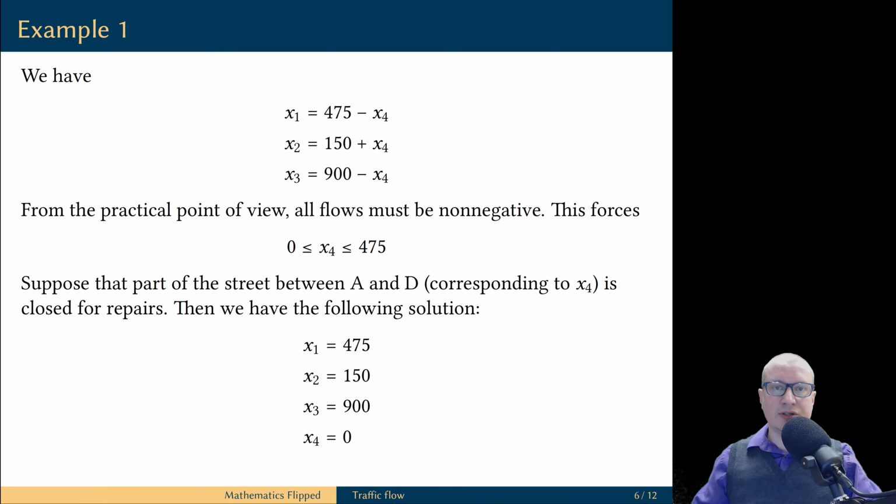Now, let's assume that part of one street is closed for repair. Let's assume that the branch of the network corresponding to x4 is closed for repair. This stops the traffic through this branch, and that means x4 is equal to 0. But once the free variable is forced to take on a fixed value, then we obtain a unique solution, because then we can uniquely determine the values of the other variables that ensure that we balance the network.